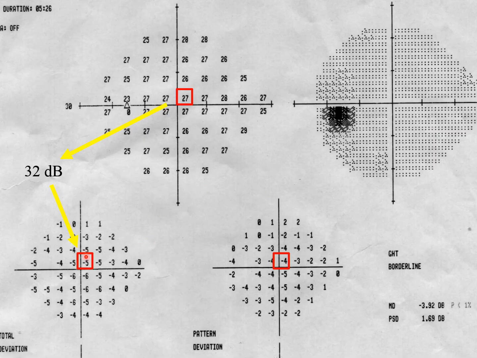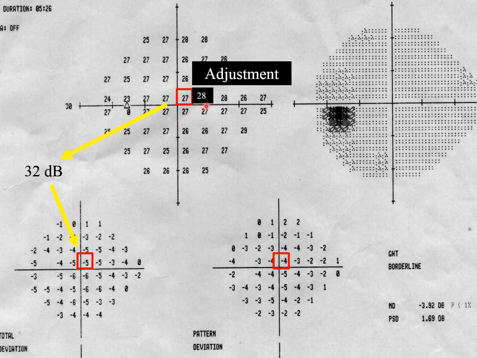So notice here, this is the total deviation. When compared to the normal, you get a value of -5. This is the patient value, 27. The normal is 32, so the difference is -5. But when doing the adjustment, the 27 became 28. Now, removing the difference between 28 and 32, the value here is only -4. So all these values are adjusted depending on the location 85%.